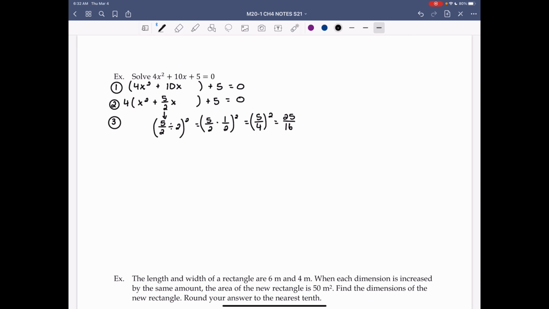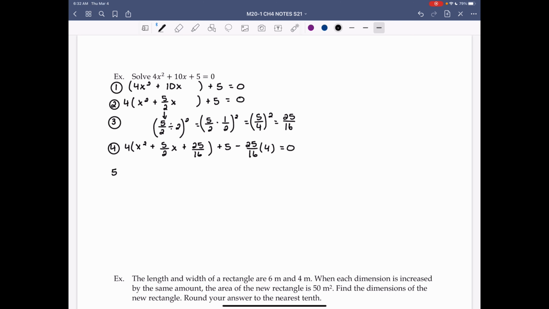Step 4, we're going to add and subtract that number, so 4 bracket x squared plus 5 over 2x plus 25 over 16, close bracket, plus 5 minus 25 over 16, and then times 4, because that's been factored out of the bracket. So times 4 equals 0.